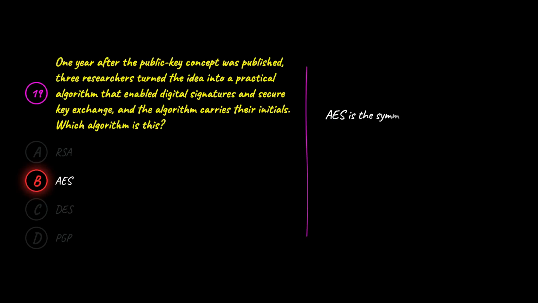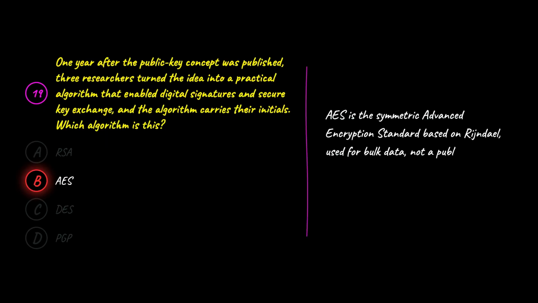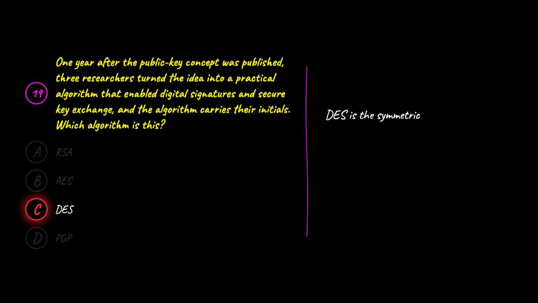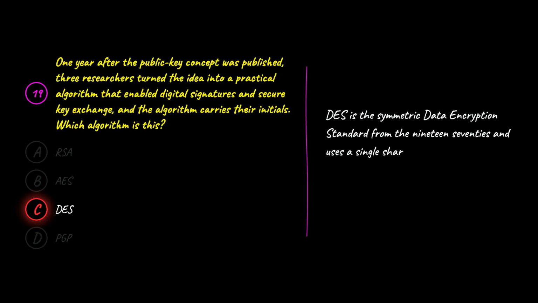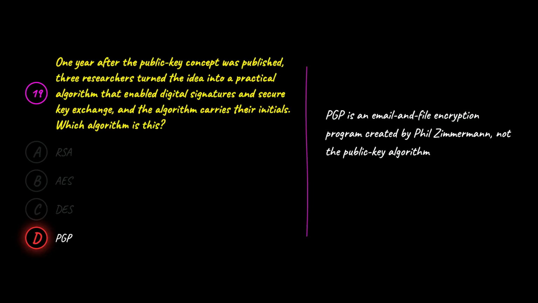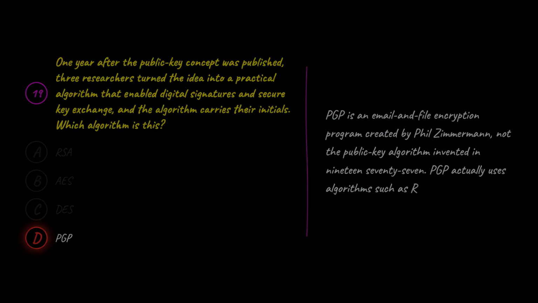B is wrong because AES is the symmetric Advanced Encryption Standard, based on Rijndael, used for bulk data, not a public key algorithm named after three researchers. It does not provide signatures by itself. C is wrong because DES is the symmetric Data Encryption Standard from the 1970s and uses a single shared key. It is not the asymmetric algorithm built on the new public key idea. D is wrong because PGP is an email and file encryption program created by Phil Zimmermann, not the public key algorithm invented in 1977. PGP actually uses algorithms such as RSA inside it.